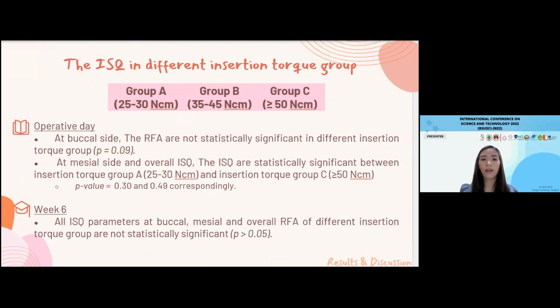At the operative day, for the buccal side, the RFA was not statistically significantly different among insertion torque groups, but at the mesial side and overall ISQ, the ISQ was statistically significant between insertion torque group A, 25 to 30 Newton centimeters, and group C, more than 50 Newton centimeters, with p-values of 0.3 and 0.49 correspondingly.